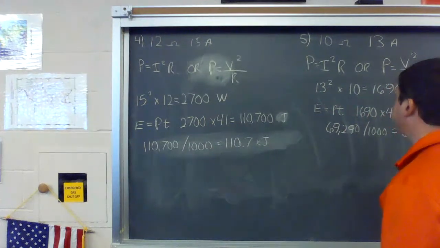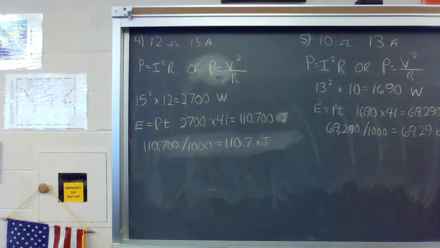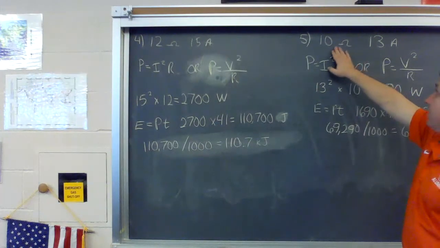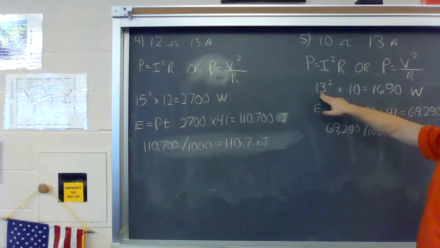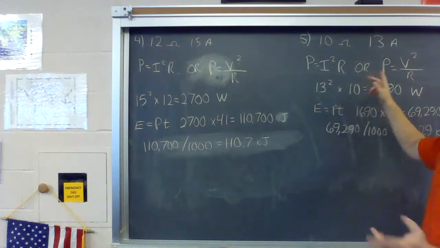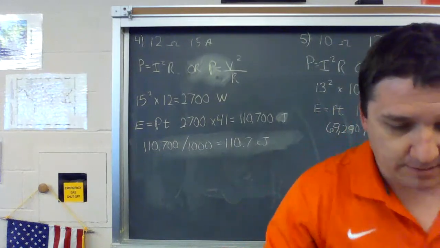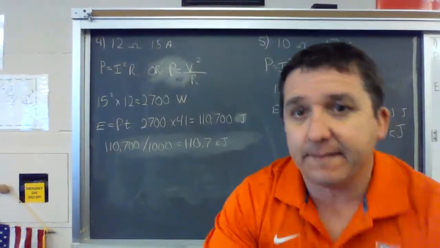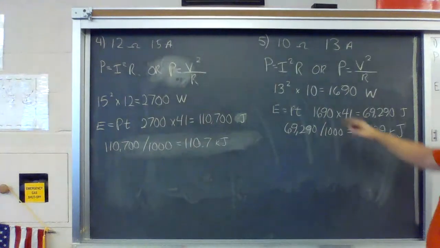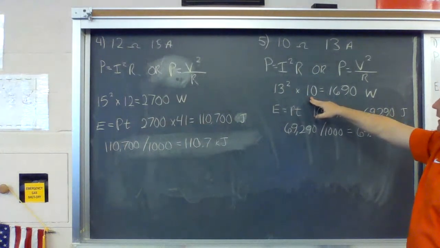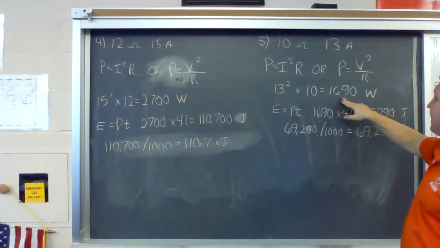110.7 kilojoules. Number 5, you are using the same thing as number 4. Why? Because you know the resistance and you know the current. So instead of 15, we're doing 13. Just change the numbers around a little bit here. So tell you what, I'm going to slide this over. There we go. So you got 13 times 10, and you get 1,690.